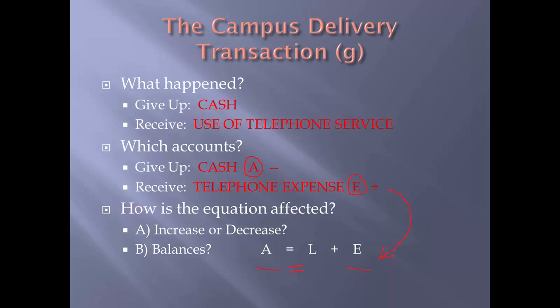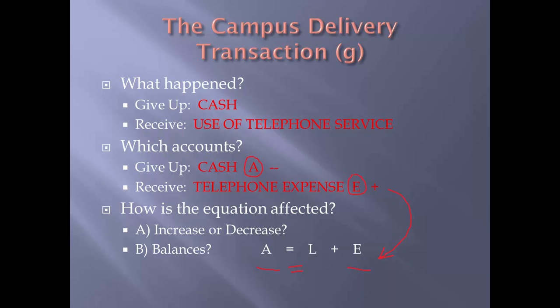Which accounts are we going to use? For cash, again, we'll use cash, which is an asset. For use of telephone service, I've used my keyword of use, so I know that means it's going to be an expense account. I go to the chart of accounts, I look under the expense accounts, and I see there's one called telephone expense. So I write that down under the receive, telephone expense, and that's an E for expense.